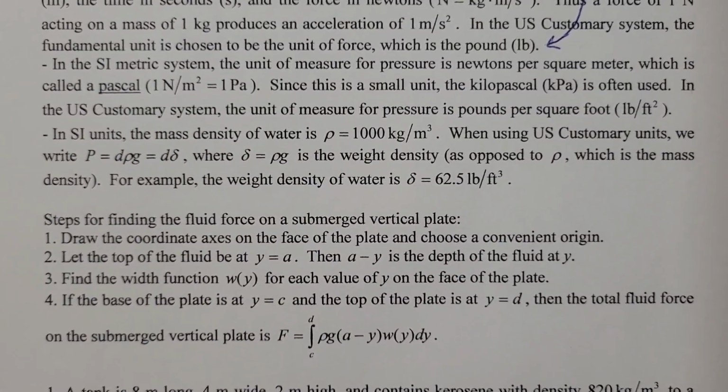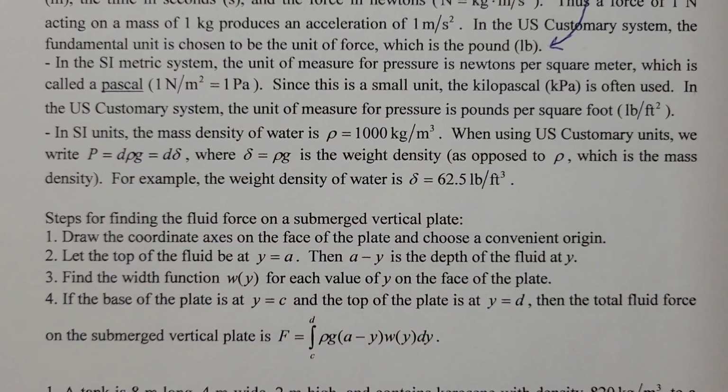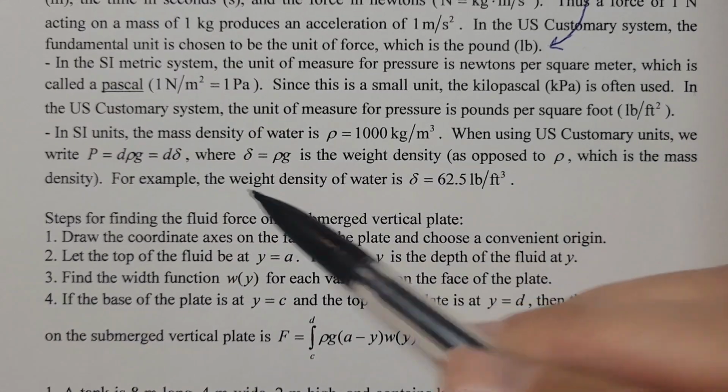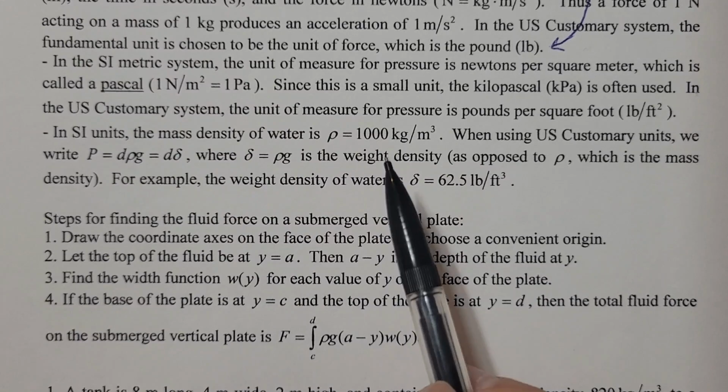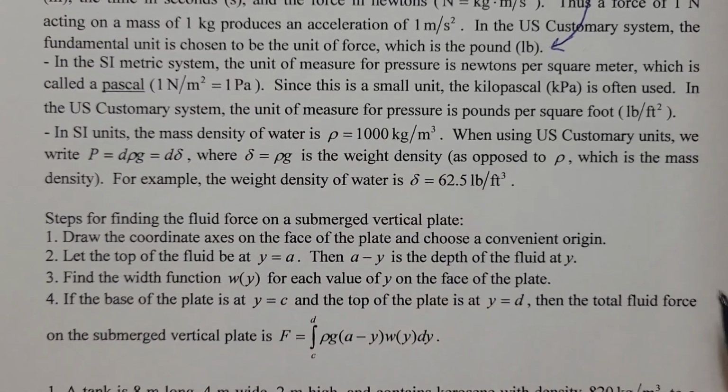In the SI metric system, the unit of measure for pressure is newtons per square meter, which is called a Pascal. Since this unit is kind of small, the kilopascal is often used. And in the U.S. customary system, the unit of measure for pressure is pounds per square foot. In the SI units, the mass density of water is 1,000 kilograms per cubic meter.